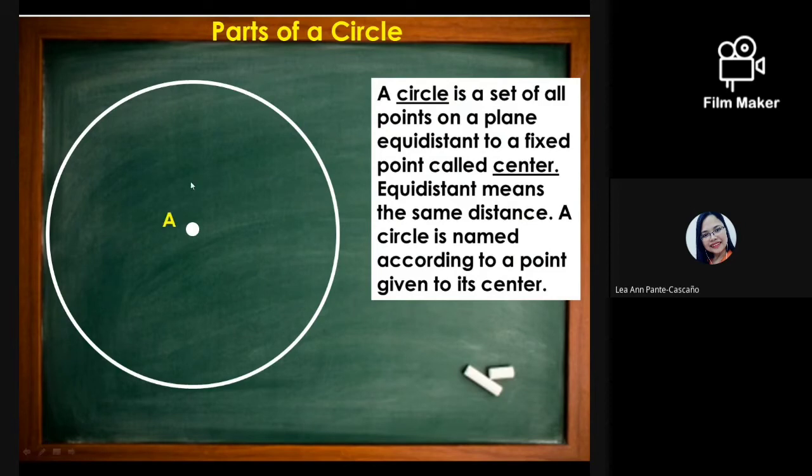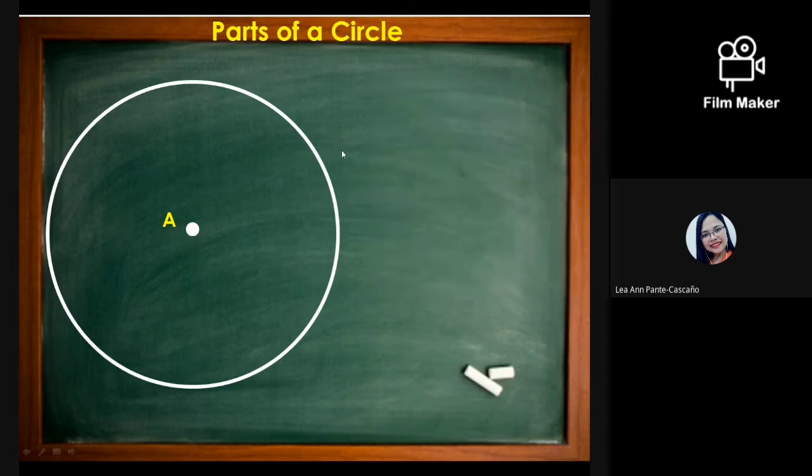Pwede daw po nating i-name ang ating circle based sa letter po na meron ng ating center. So therefore, the name of this circle is circle A. Pwede pong gumamit tayo ng symbol for circle, then we have the letter that corresponds to the center, o kaya naman po ito, circle A.